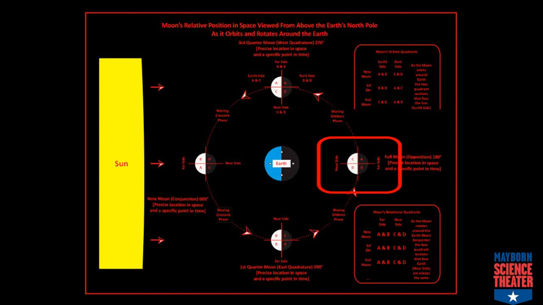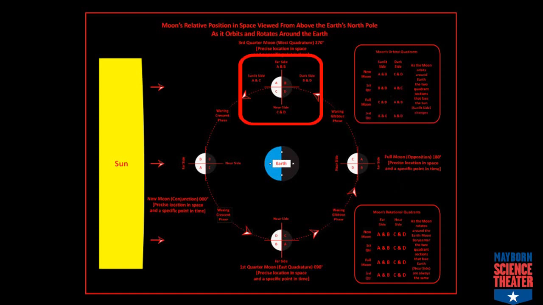Now we come up here, and for a full moon, what's the far side to us? A and B. What's the near side? C and D. Remember, it's constantly rotating. And we finally come to our third quarter as we go around. What's the far side to us? A and B. And what's the near side? C and D. So what can we see in relation to this? The lit and the dark sides are constantly changing, but the near side and the far side stay the same.